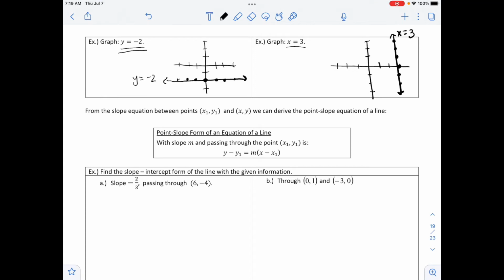Couple things to note. The first example that we did, y equals -2, the slope was equal to 0. The second one that we just did, x equals 3, the slope would be undefined.